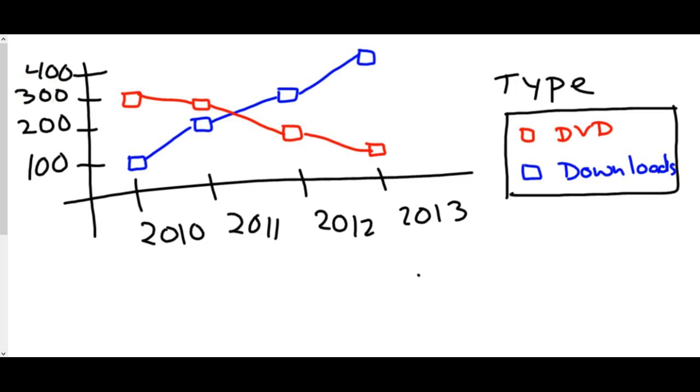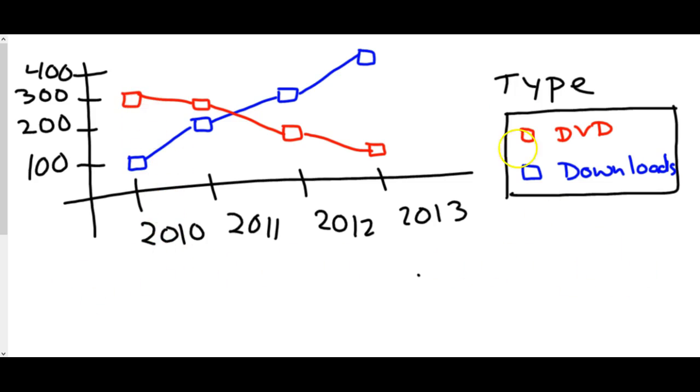So let's say we have this graph. A store was surveyed, and for every year, they were asked how many DVDs did they sell and how many downloads did they sell. So like in 2010, the store did 100 downloads and 300 DVDs.